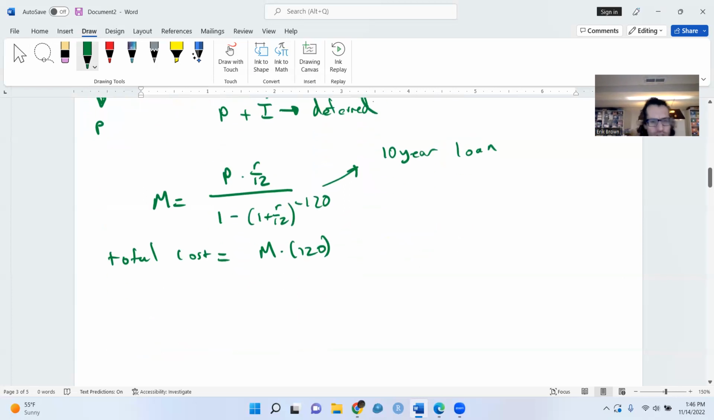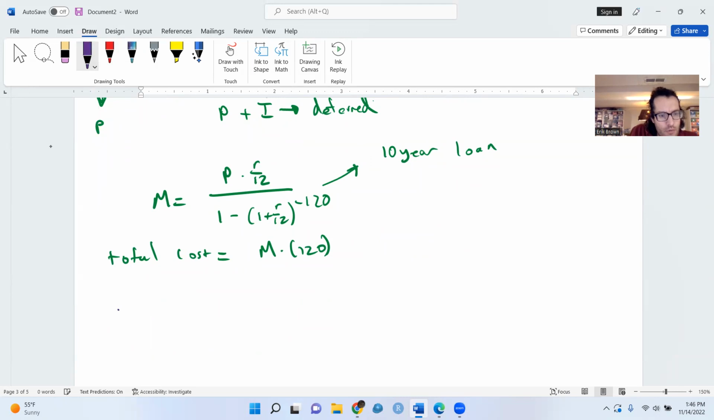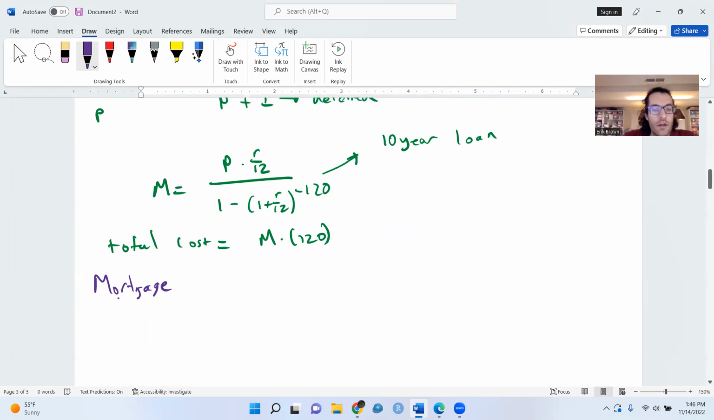Okay, so then mortgages are super similar. Let's change color for once though. Let's go back to purple. So mortgages are just even longer than the other two. They tend to be 15 to 30-year loans.